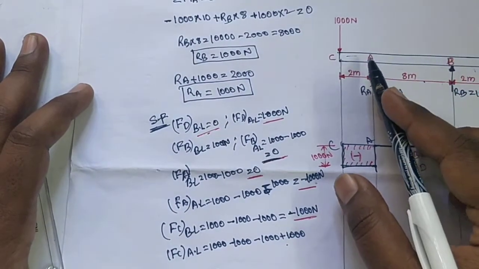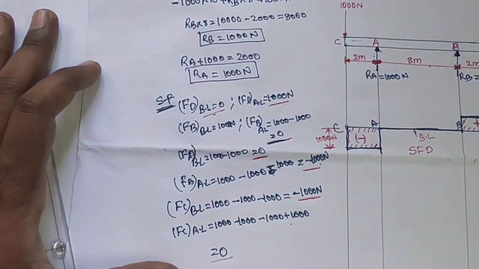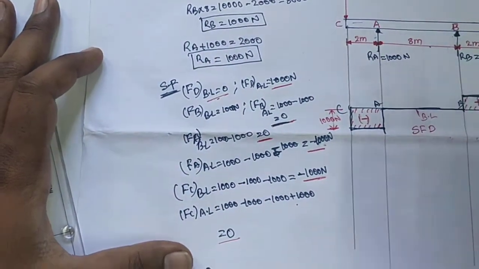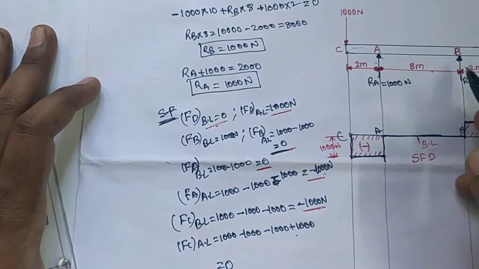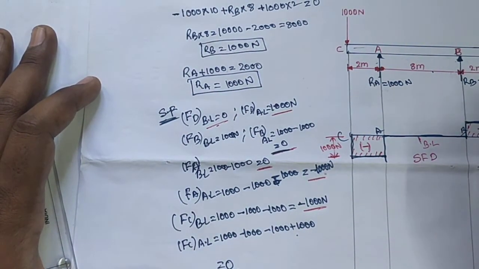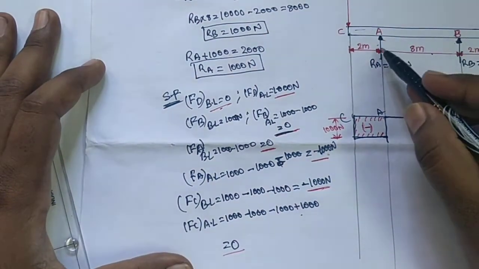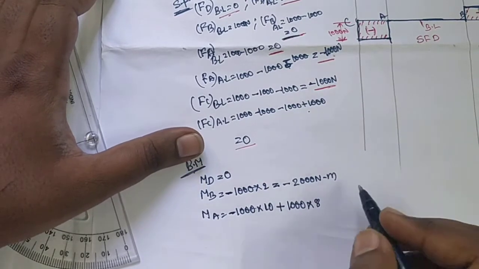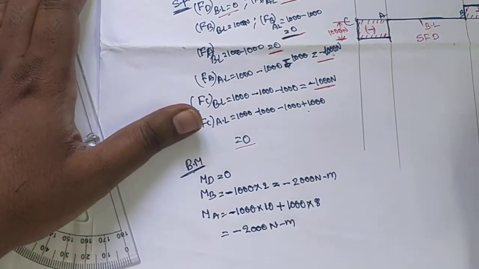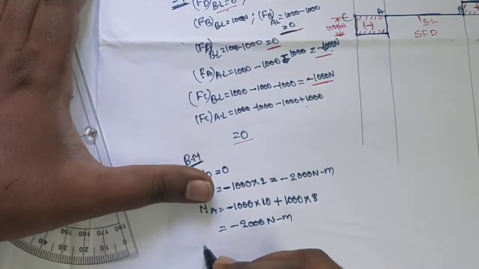Next, the bending moment at point A. After B, the next point is A. The right side of point A has two forces, one applied load and one reaction force. The applied load is 1000, acting clockwise, so it is taken as minus 1000. The distance from this load to this point is 10. Next, the reaction force RB is acting anti-clockwise, that is 1000 newtons, so it is positive. The distance from this point to this point is 8. So the value is minus 2000 Newton meter. The bending moment at point A is minus 2000 Newton meter.